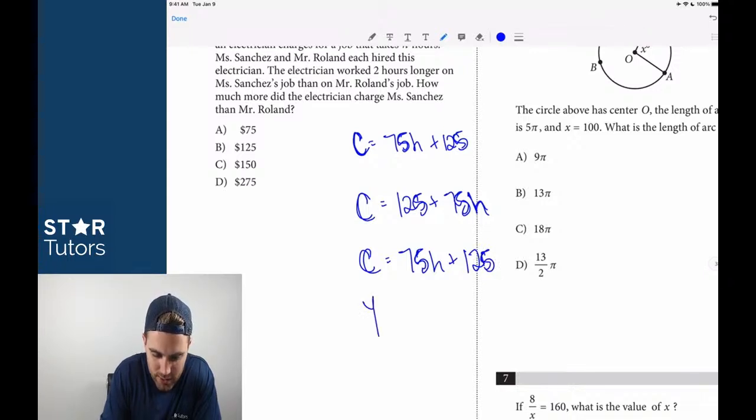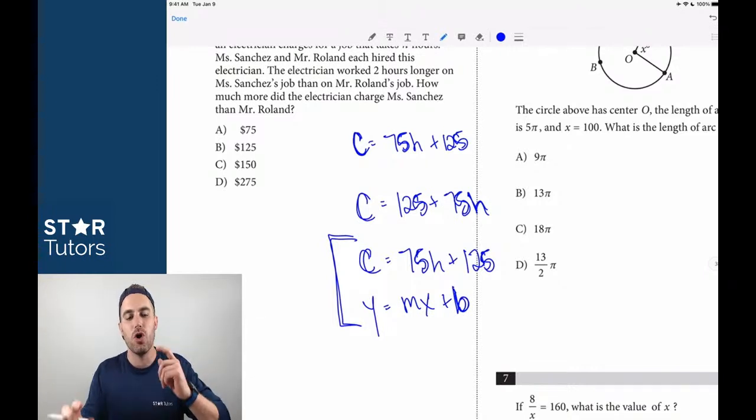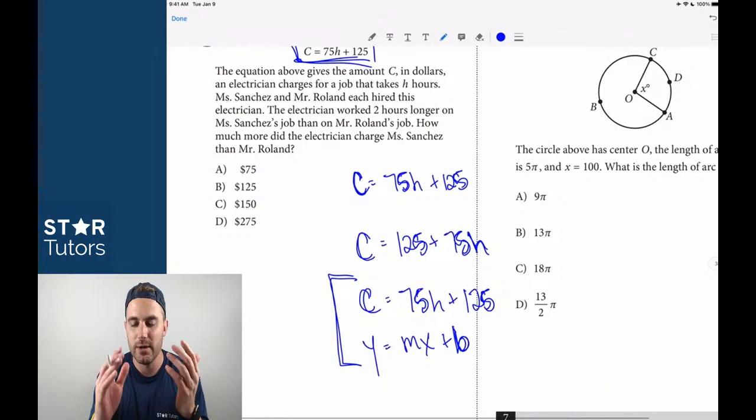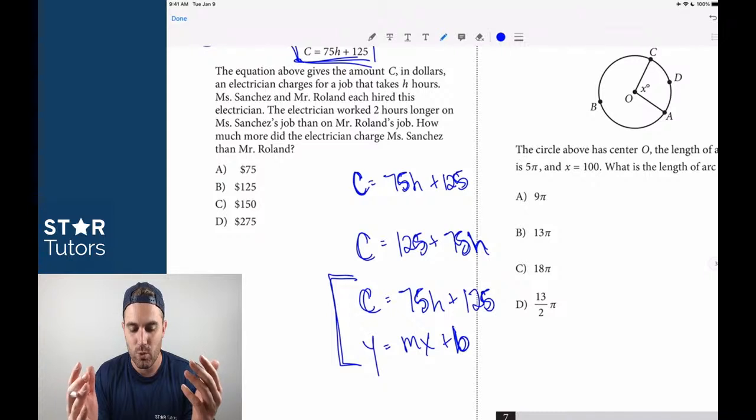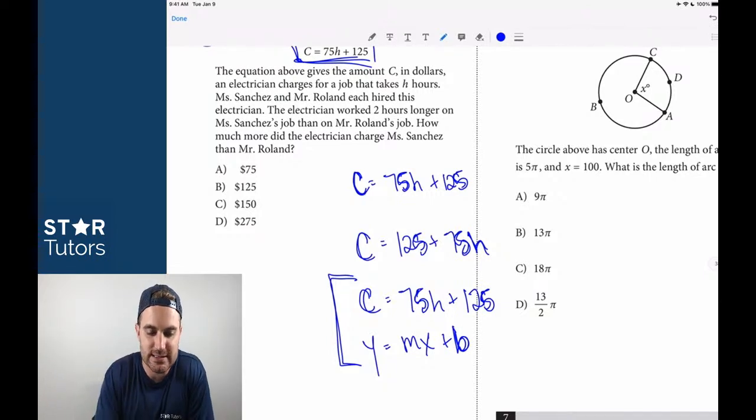Y is equal to mx plus b. As soon as you recognize that this is a linear equation, write out y equals mx plus b so there's no confusion. Now, right away, we know that 75 is the slope. We know that 125 is the starting value, the starting point, the y-intercept. And now, hopefully, we can make sense of what the question is asking us.